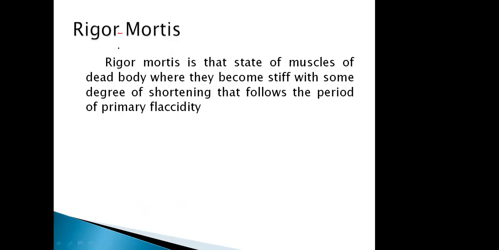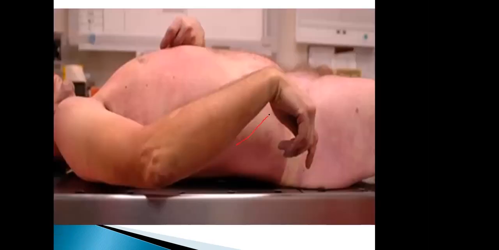The next topic is rigor mortis. Rigor mortis is the state of the muscles of a dead body where they become stiff with some degree of shortening, which follows the period of primary flaccidity. So the muscles become stiff after death. This is a muscular change. Before this happens, we have to keep the legs and hands in the proper position, because afterwards the muscles become rigid and we cannot move the hands or extremities easily. That is called rigor mortis.